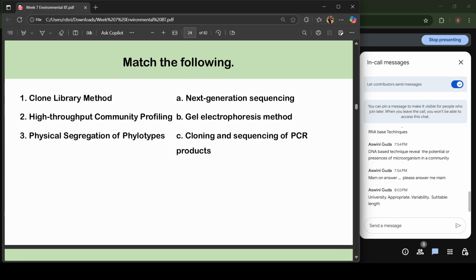So the next question is a match the following question. This slide talks about some methodologies like clone library method, high throughput community profiling, and physical segregation of phylotypes. Here, the techniques we use in these methods are listed. Where do we use next generation sequencing, where do we use gel electrophoresis, and where do we use cloning and sequencing of PCR products?